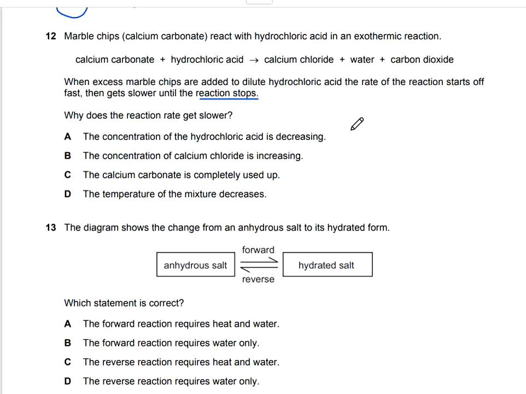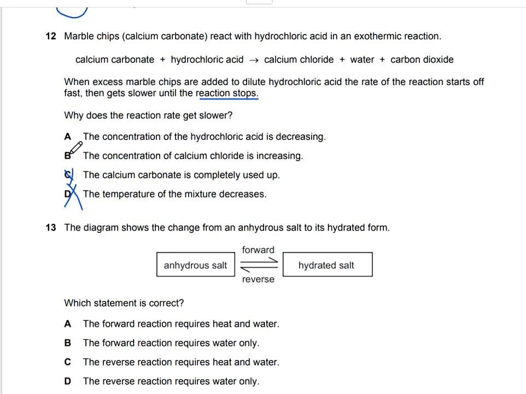One, the concentration of hydrochloric acid is decreasing. Two, the concentration of calcium chloride is increasing. Three, the calcium carbonate is completely used up. And four, the temperature of the mixture decreases. The temperature is not included in the equation, although you give off energy in this exothermic reaction, so that is not the correct answer. The calcium carbonate is completely used up. Actually, you are adding calcium carbonate, so this is not the right answer.